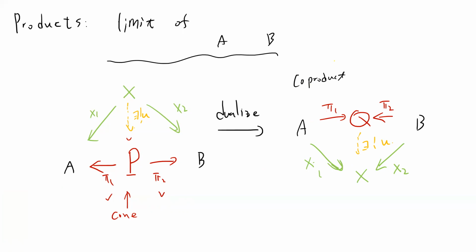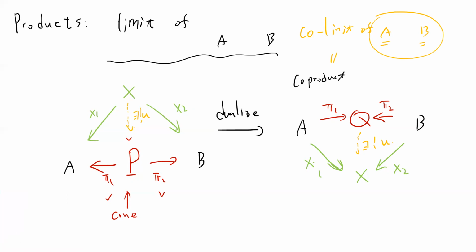The product is also obvious. The coproduct is just the colimit of A and B. Now you see the powerful idea of the cone and cocone and the limit and colimit. Because you have the idea of cone and cocone, you can construct a lot of small powerful objects.